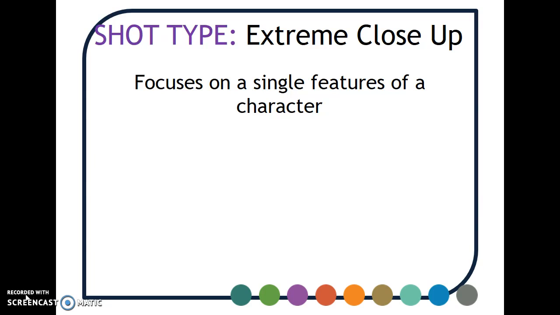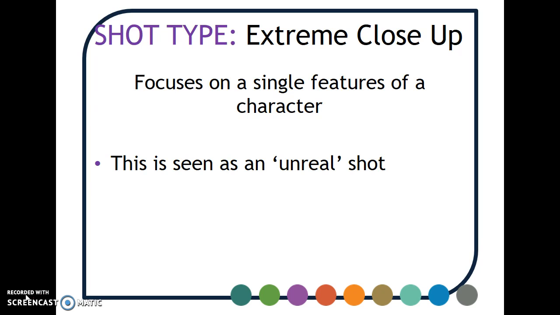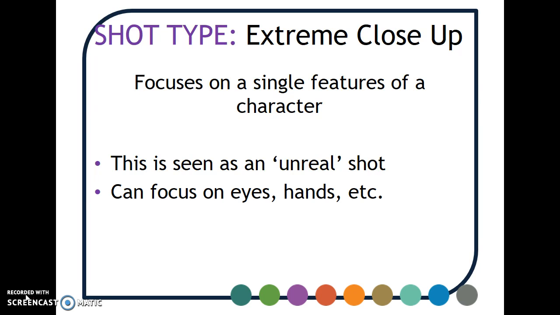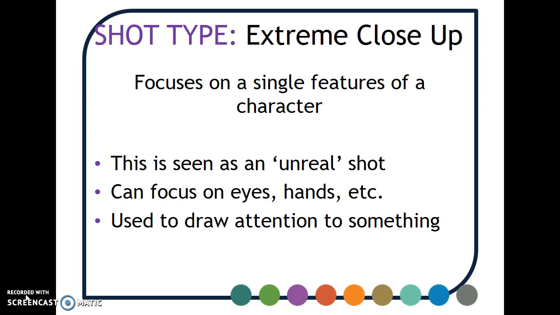The next one then is an extreme close-up. It focuses on a single feature of the character. It's seen as an unreal shot because it's drastically exaggerating something. You can focus on hands, eyes, nose, mouth, whatever it is that is needed at that point. And it's used to draw attention to something, to make something much clearer to the audience, to emphasise that importance of an object or an emotion.